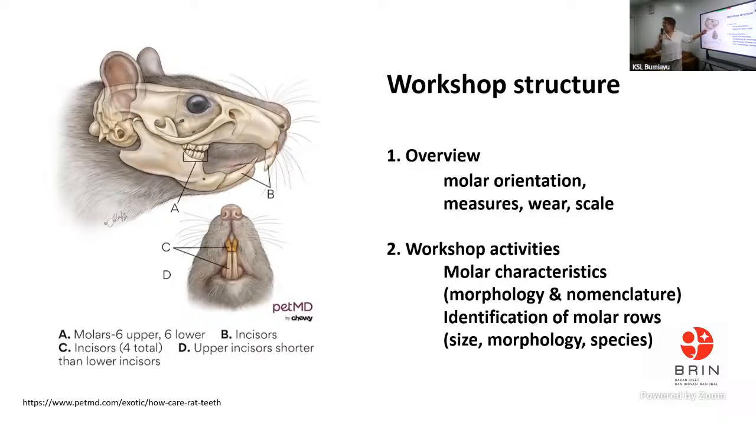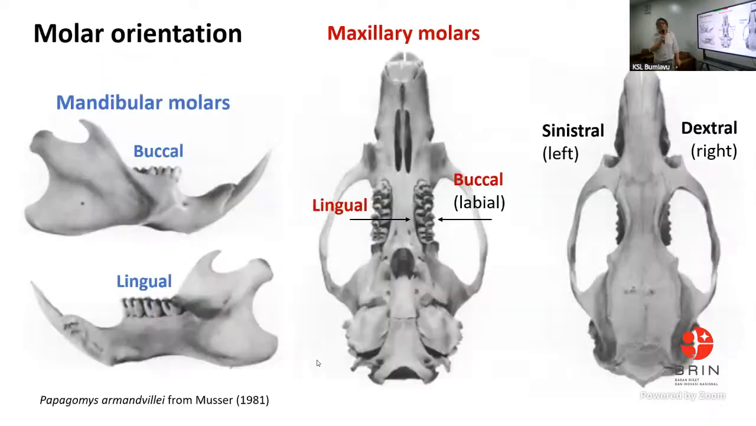This picture gives you a rough indication of where the teeth are located in the red. I don't know whether that's very accurate, but these are the teeth we're going to focus on. Not the inside, just the molars. All right, first one, orientation.